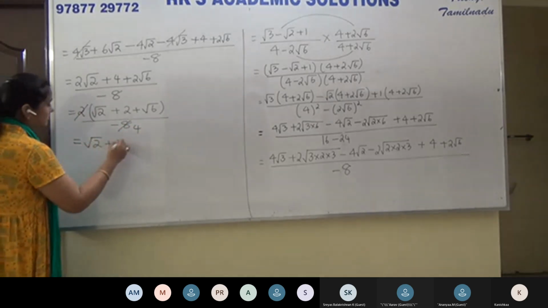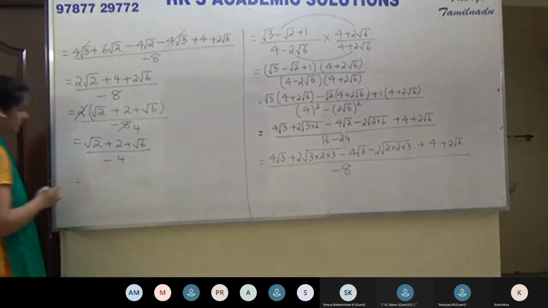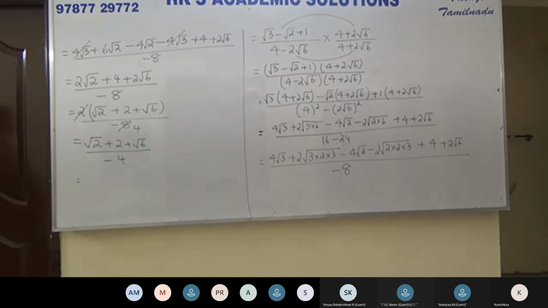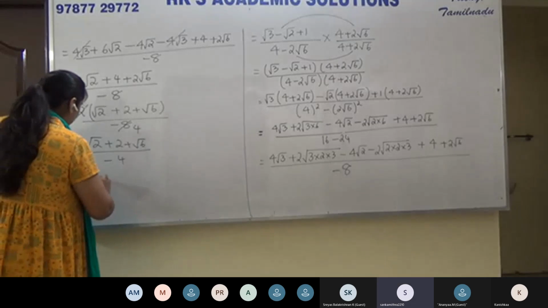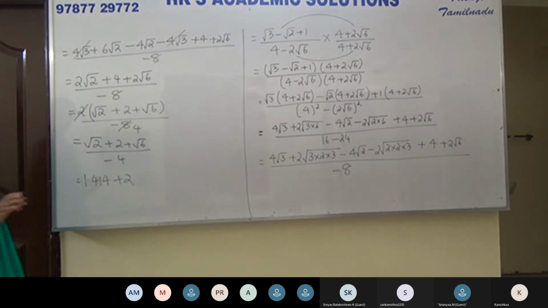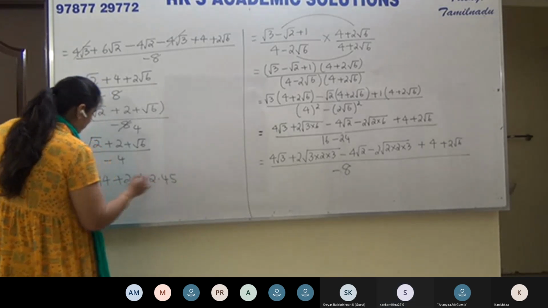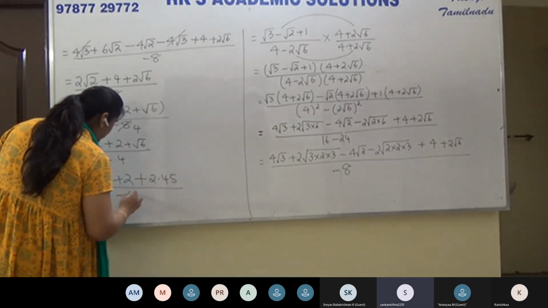So at this point, let's substitute the values given to us and get the final answer. Please write down the value of root 2 and substitute the values of root 2 and root 6. It's 1.414 and 2.45. Please do the simplification and tell me the final answer.